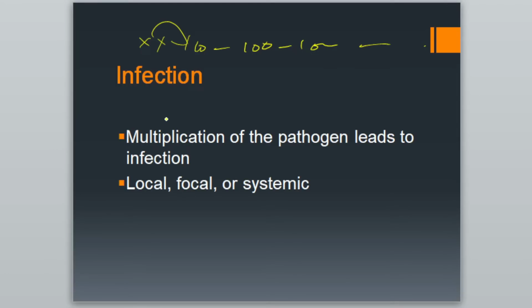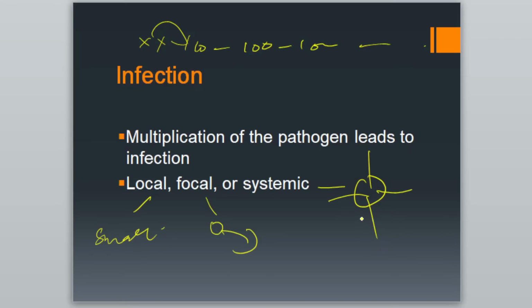Now your infection can be described as local, focal or systemic depending on the extent of the infection. Local is confined to a small area. Focal means the pathogen or the toxin it produces can go from one location to another. And systemic means it spreads in your whole body, your whole system. This is all about infection.